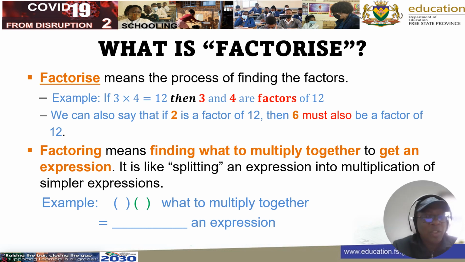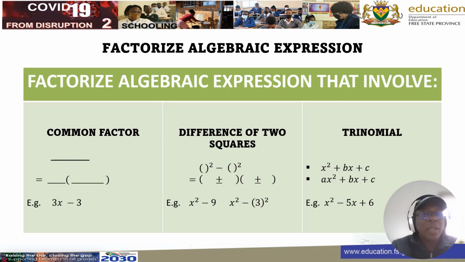Factoring means finding what to multiply together to get an expression. It is like splitting an expression into a multiplication of simpler expressions. For example, you write two brackets, what to multiply together, and the product is the expression. Here we are going to factorize algebraic expressions that involve the common factor, the difference of two squares, and a trinomial.